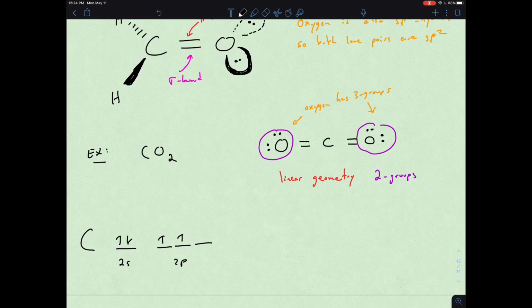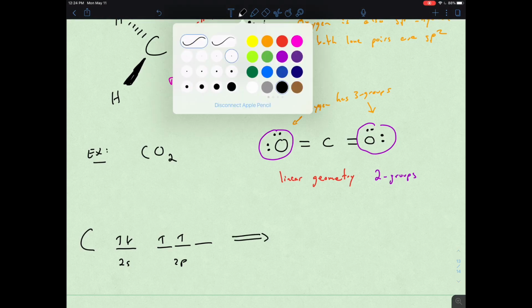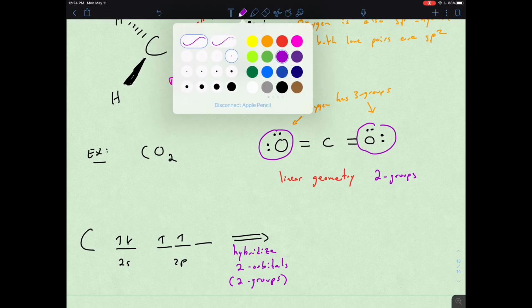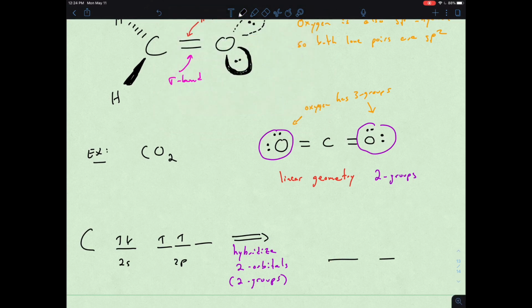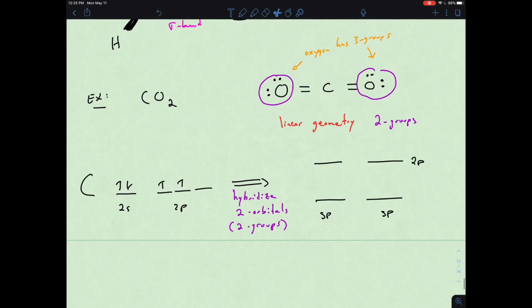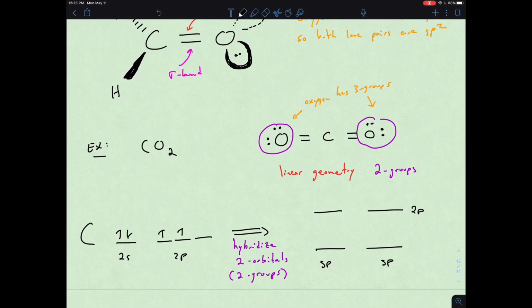We now need to hybridize 2 orbitals, right, because of the notion of the 2 groups. And we end up now with 2 that are sp hybridized, and then 2 that are still as the 2p. So here will be now our new set of orbitals that we have. And we would have 1 electron in each one.